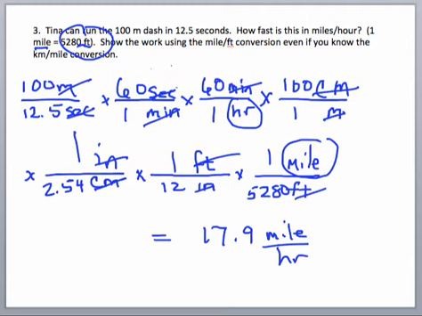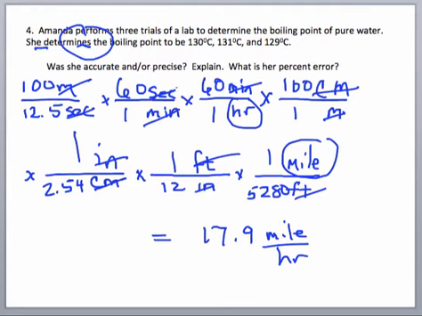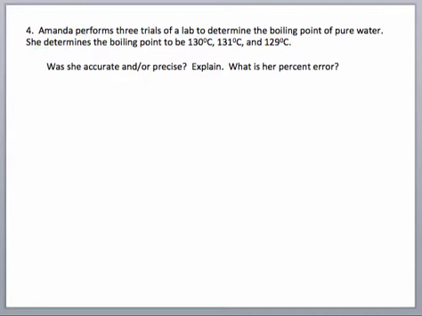Alright, so let's move on to the next one. Let me do some switching here. We need to clear that, so let me see if I remember how to do this. Alright, let's go back to our pen.